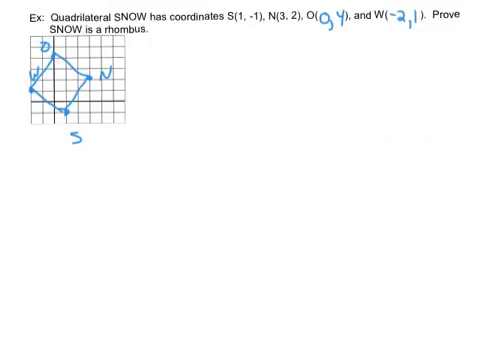So here we have quadrilateral SNOW, and we have its coordinates. We're going to add coordinate O is 0, 4, and W is negative 2, 1. We're going to prove that it's a rhombus. So I'm going to find the distance of each line segment. SN is going to be 3 minus 1, so that's 2 squared, plus 2 minus a negative 1, so that's 3 squared, which gives you 4 plus 9 inside the radical sign. So that's going to be radical 13.